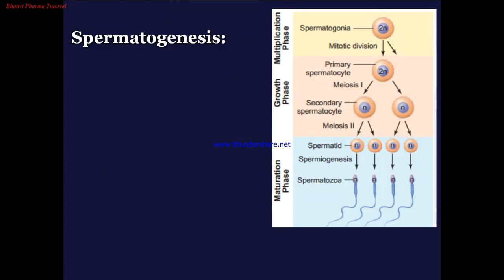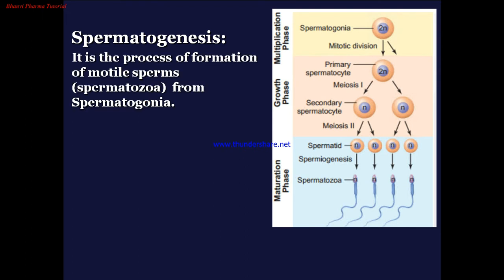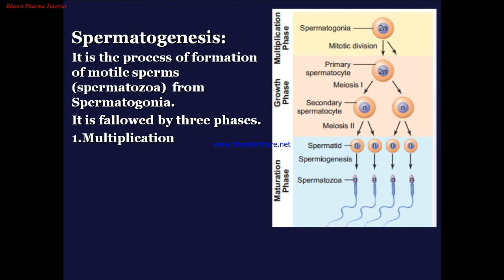Next, what is spermatogenesis? Spermatogenesis is the process of formation of motile sperm from spermatogonia. The spermatogonia is converted into motile sperm. There are 3 phases. First is the multiplication phase, second is the growth phase, and third is the maturation phase.